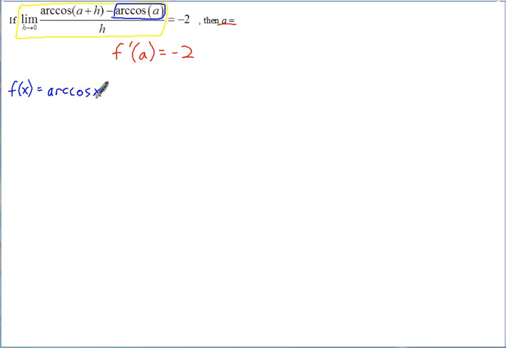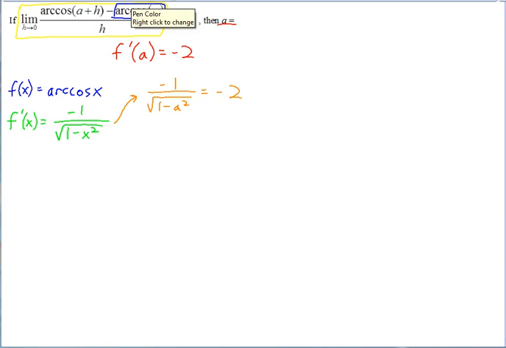So arc cosine of x, and then take the derivative the easy way. The derivative of arc cosine, since it starts with a co, all the inverse trig functions and regular ones that start with a co have that derivative as negative, so negative 1 over, just like arc sine, except it's negative, so it's the square root of 1 minus x squared. So then f prime of a would just be plugging in a for x, so it's negative 1 over the square root of 1 minus a squared.